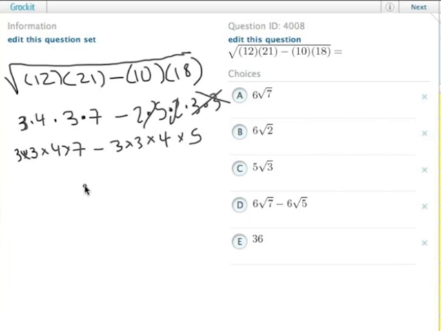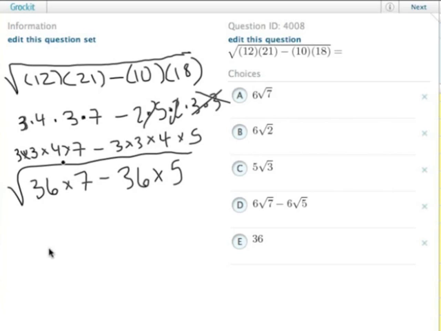So really, we have 3 times 3 times 4, 9 times 4 is 36. So this is really 36 times 7 minus, again, 3 times 3 times 4. You can look at it as 9 times 4 or 12 times 3, however you want. 36 times 5. Still all under the square root, I just didn't keep writing it.